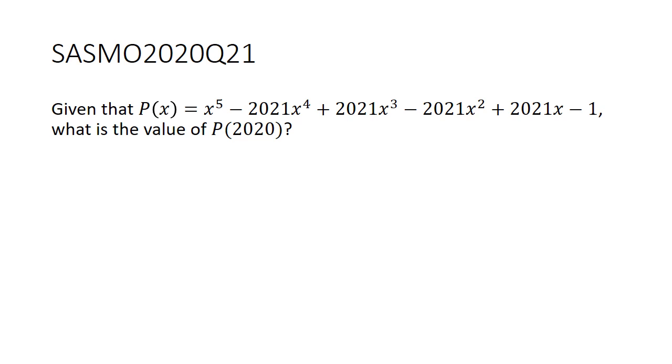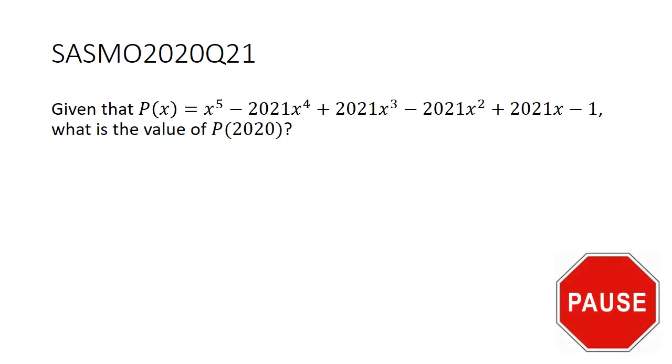Question 21. Given that the polynomial function p(x) is equal to x to the power of 5 minus 2021 x to the power of 4 plus 2021 x cubed minus 2021 x squared plus 2021 x minus 1, what is the value of p(2020)? Pause the video here and give this question a good try.